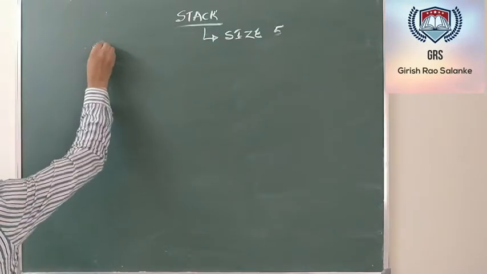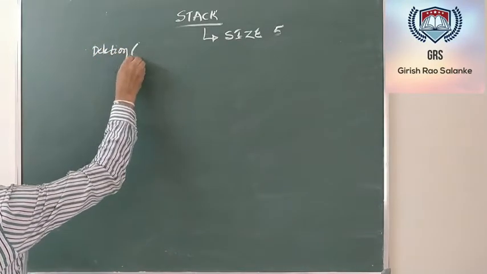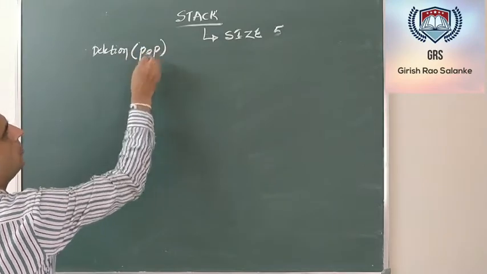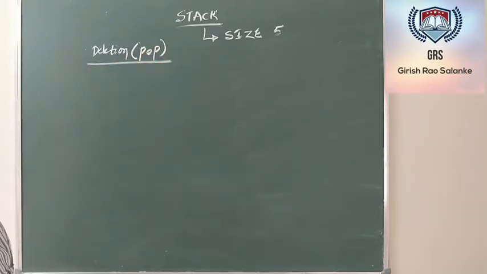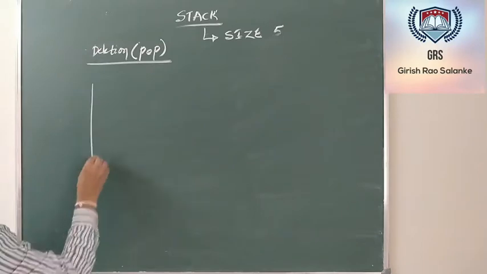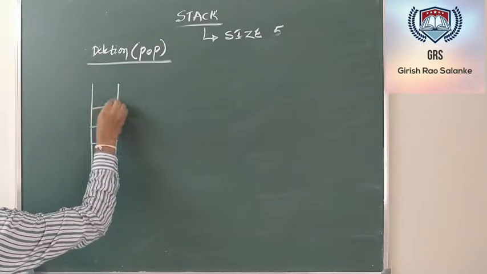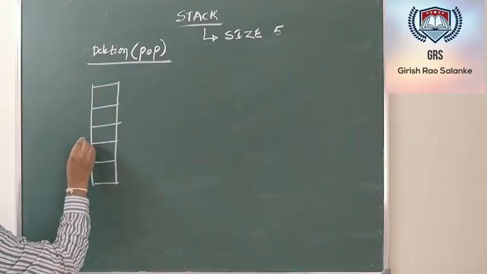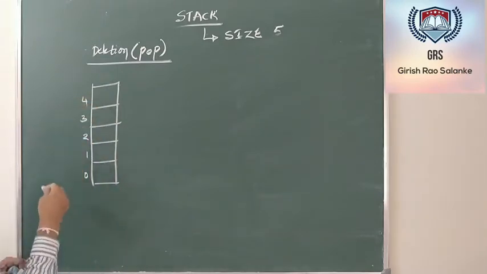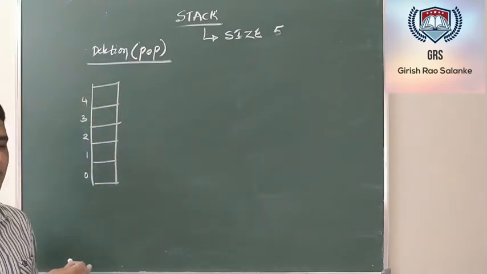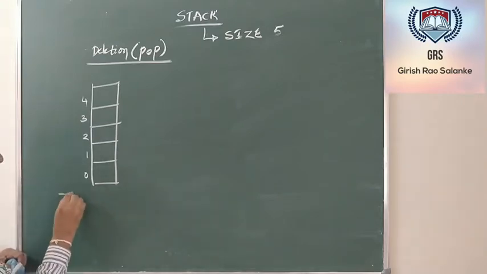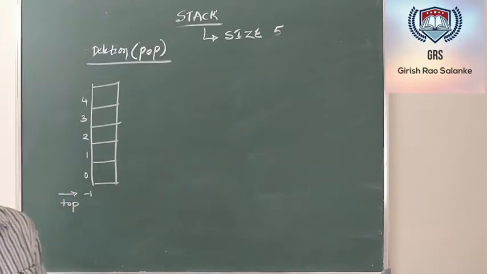The deletion operation on a stack is called the pop. We'll take an instance. Initially, I will assume that this is my stack of size 5, and assuming that I have not pushed any element onto my stack, my top will be pointing to -1. This will be my top, which is pointing to -1.